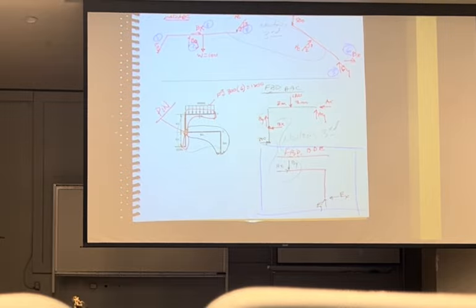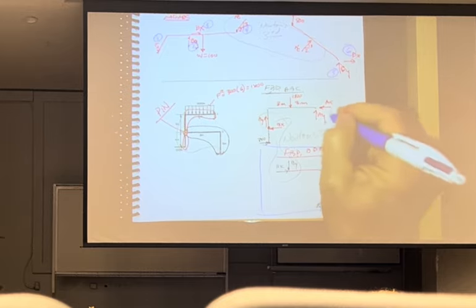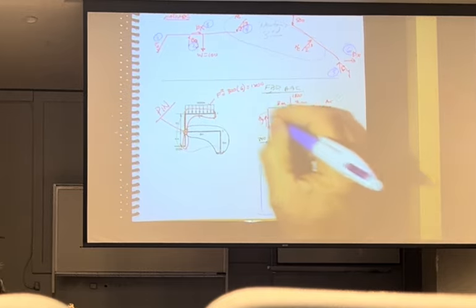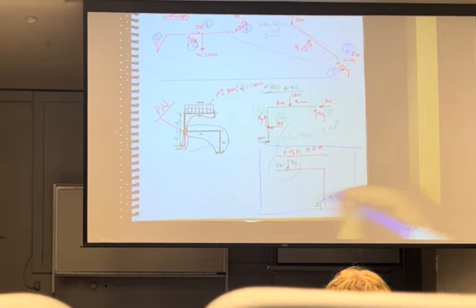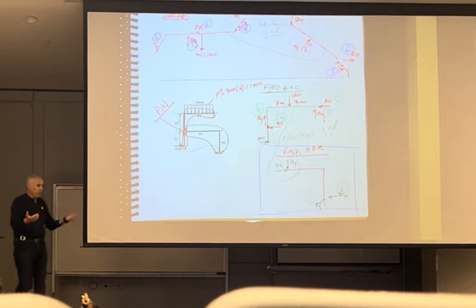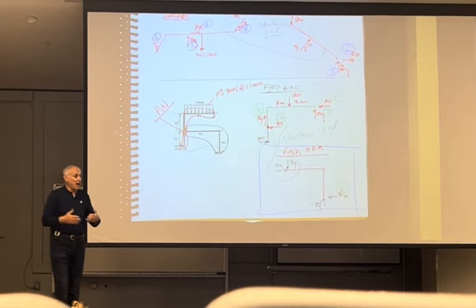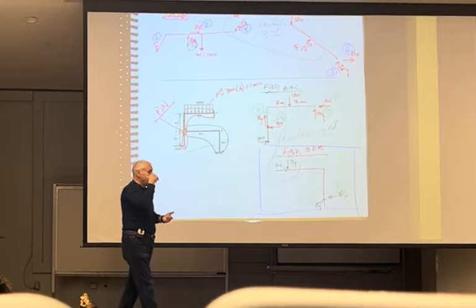Now, do I have enough unknowns and enough equations? Well, I have 1, 2, 3, 4, already counted, 5, 6. Do I have 6 equations? Yeah, 3 per free body diagram. I have 6 equations, 6 unknowns. It is solvable.